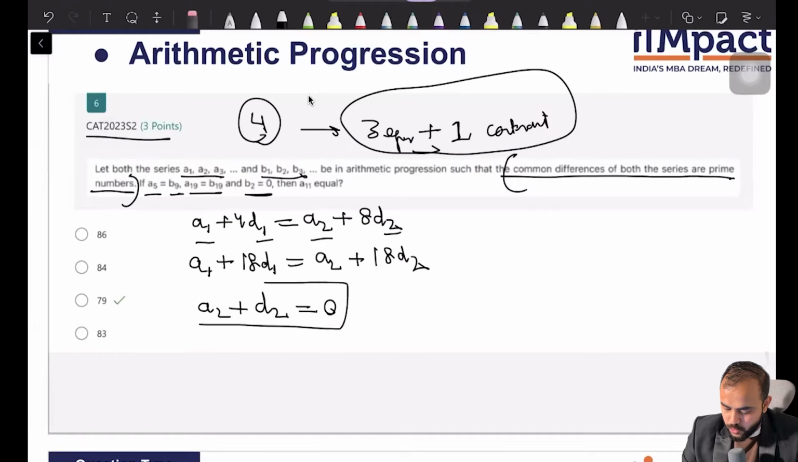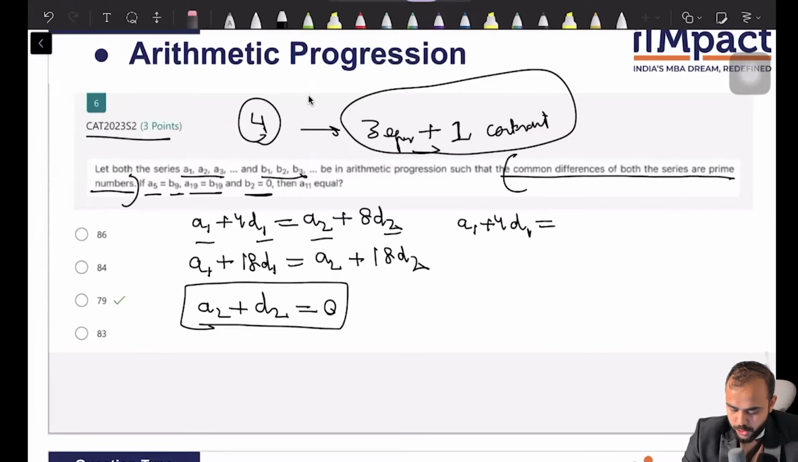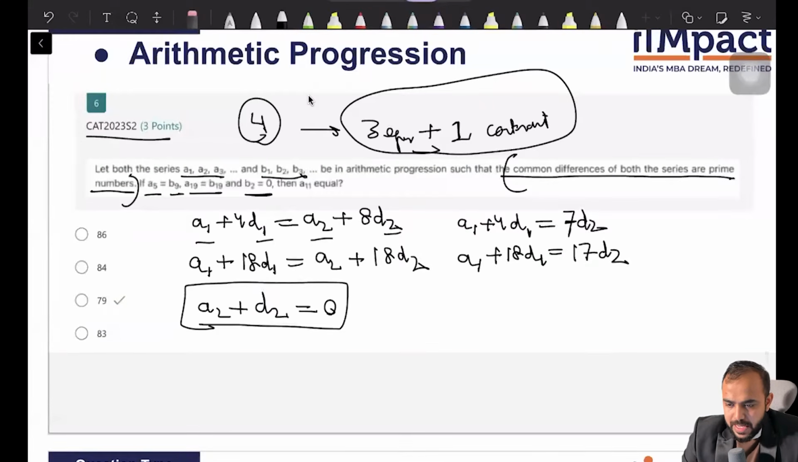The immediate thing to do is I can go ahead and find the ratio of A2 and D2, which is -1. Which means A1 plus 4D1 is equal to minus, I'll put everything in terms of D2 because it's prime. So A2 is minus D2, right? So this is 7D2, and A1 plus 18D1 is equal to 17D2. So far, I think we can keep it like this. Fair enough. This will give me the ratios of A1 and D1.